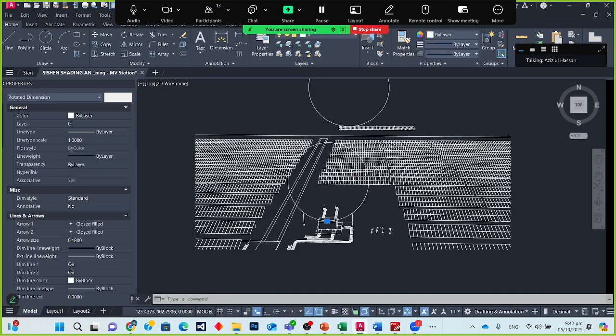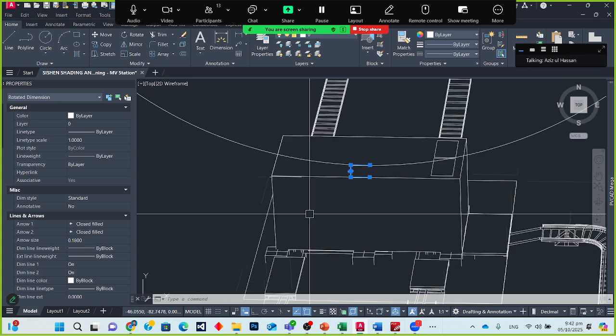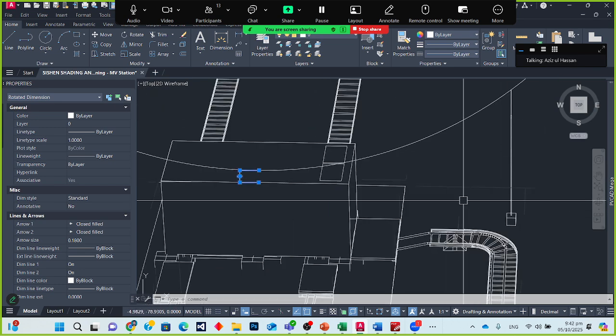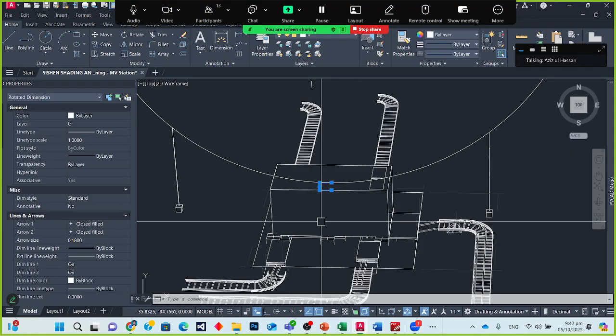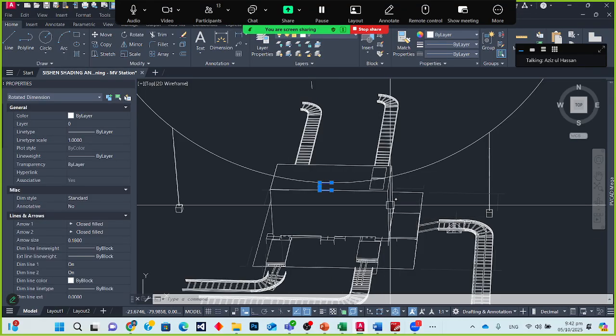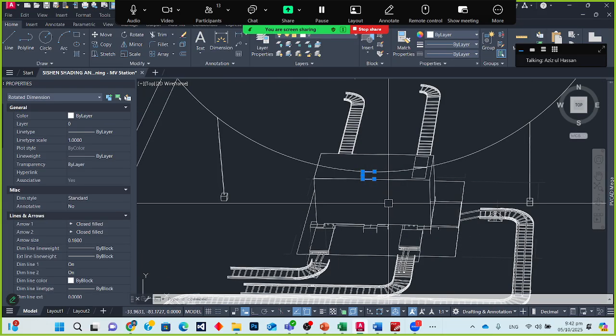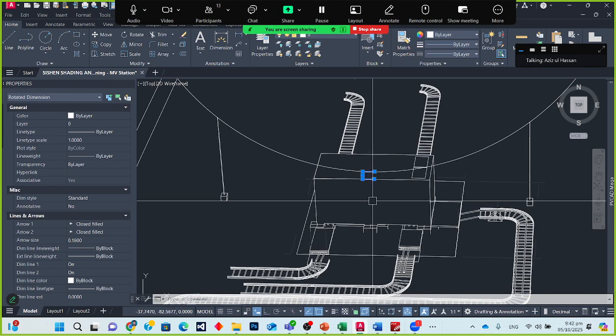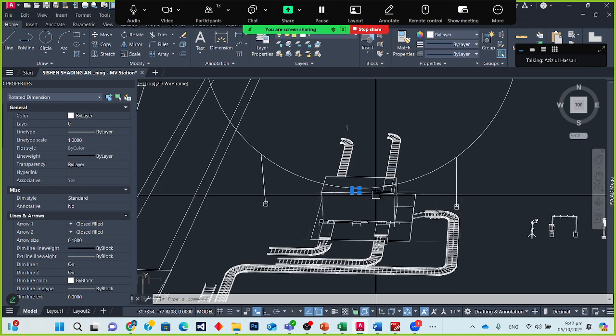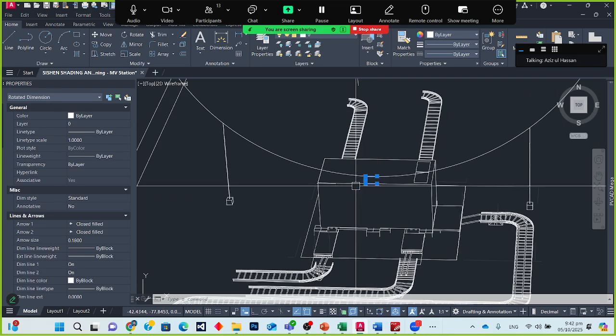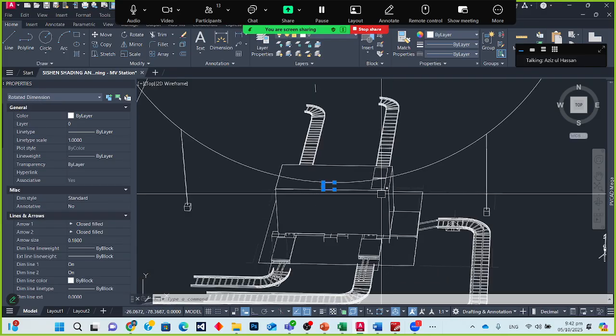So I will show how we will check again. I have installed the MV stations in the PV area. You can see that there is a PV area available, and I have installed the MV station, medium voltage transformer, LV switchgear, and MV switchgear. And we have to protect this MV station.